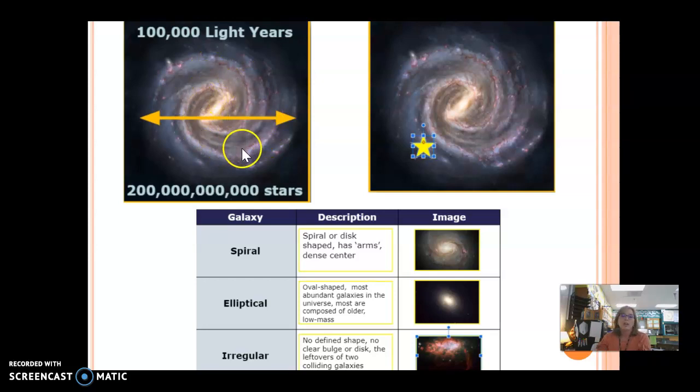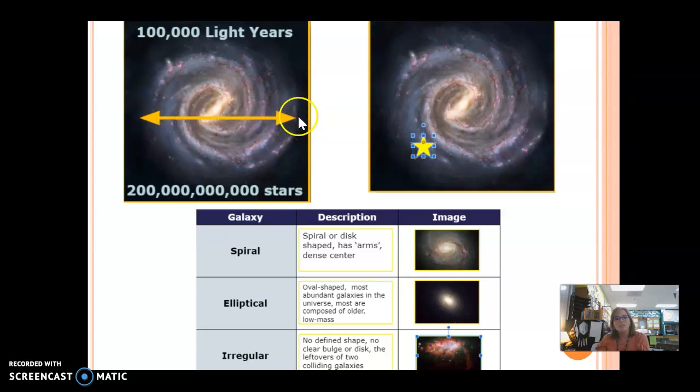Here's a rendering of what they think the Milky Way looks like. Remember, we're part of the Milky Way, so we don't have an arm long enough to go out and take a selfie to see what our galaxy looks like. So scientists have to plot the stars, where they are and how they move, to predict that they move like a spiral galaxy. So there's over 200 billion stars in our galaxy, and our galaxy is 100,000 light years across.